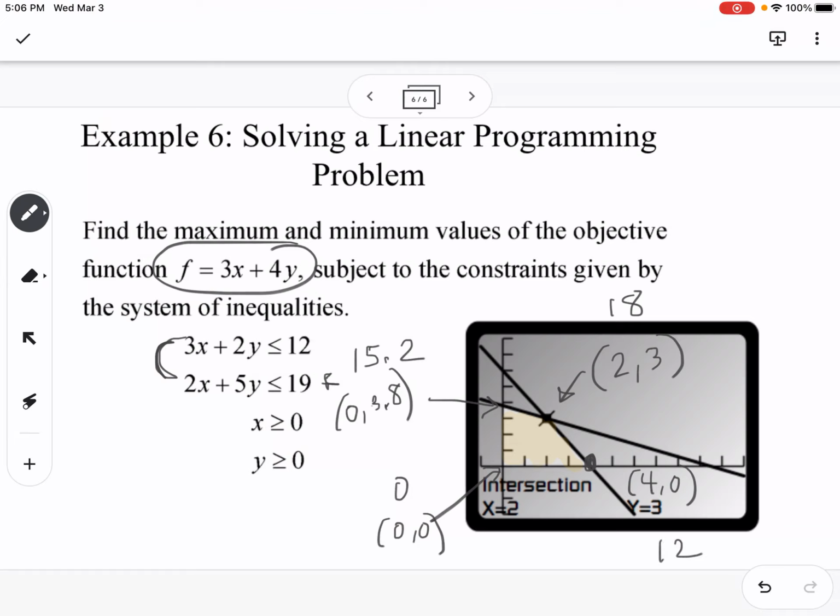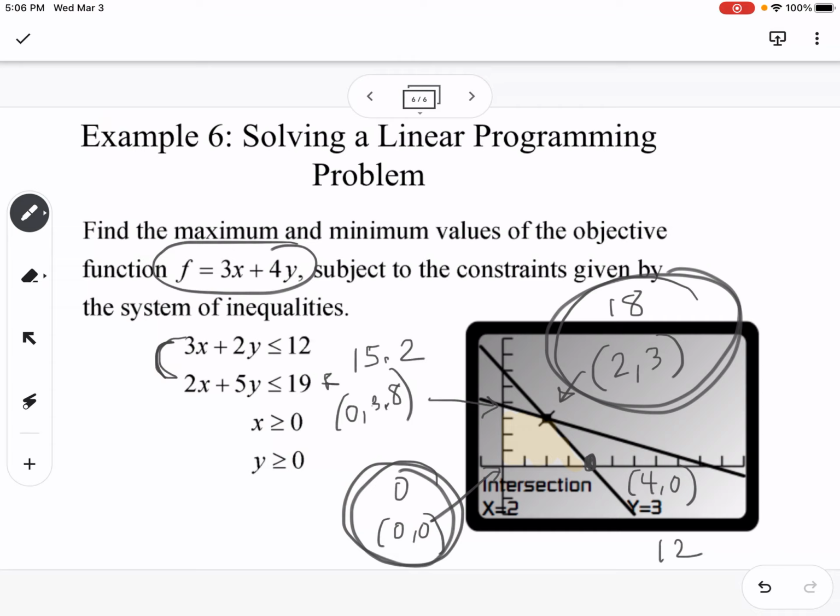So this says to find the maximum and minimum values. So our maximum value is this point right here, and our minimum value is (0, 0). So we would say that the point (2, 3) maximizes these constraints and this objective function, and the point (0, 0) minimizes it. So depending on what you're looking for, that would help you with kind of a real-world context type problem.